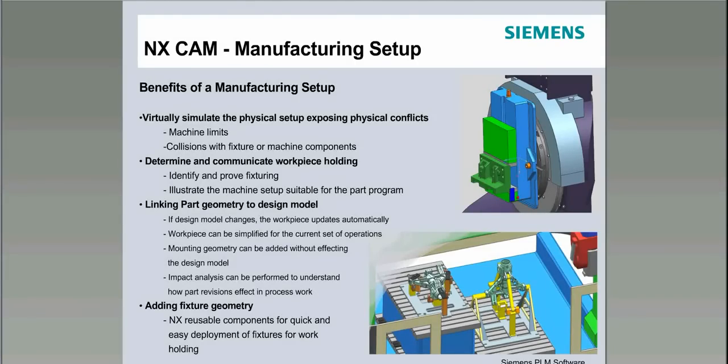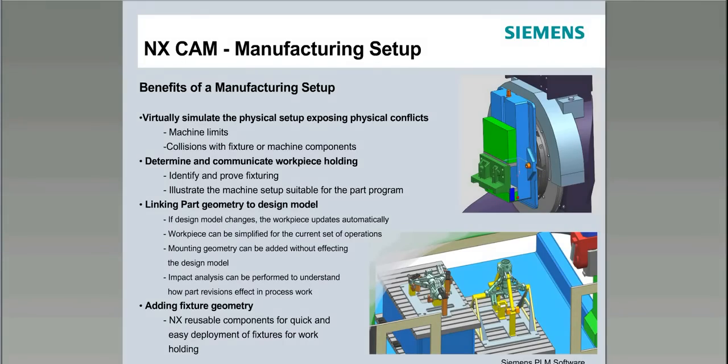Benefits of a manufacturing setup allow you to virtually simulate the physical setup, exposing the physical conflicts in terms of collisions with fixtures or machining components, and testing the machining limits or exceeding the machining limits during your program. It also illustrates the machining setup suitable for the part program to the machine operator, so they know exactly how to set the machine tool up.